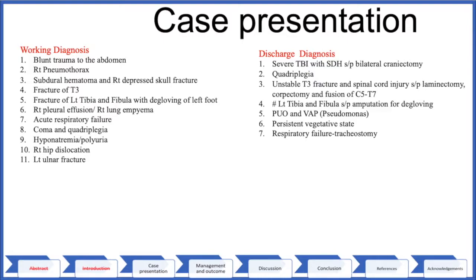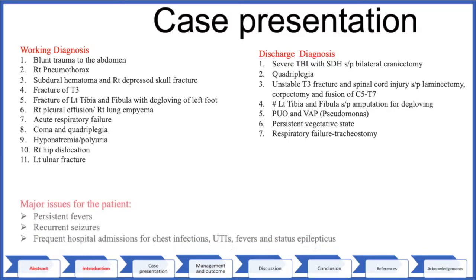Laminectomy was done for that, and corpectomy and fusion of vertebra C5 to T7 was done. The fracture of the left tibia and fibula was taken care of. For the degloving, they did a below knee amputation. The patient was having pyrexia of unknown origin and he contracted ventilator-associated pneumonia. The bug was Pseudomonas, which is a typical hospital nosocomial infection. He was in a persistent vegetative state, and for his respiratory failure he was on mechanical ventilation, but eventually a tracheostomy was done for him.